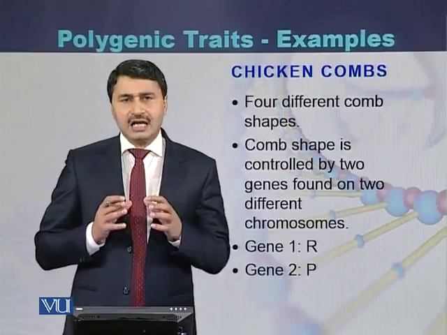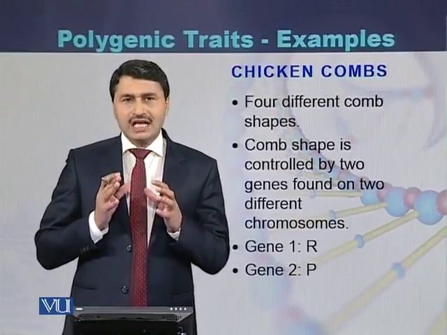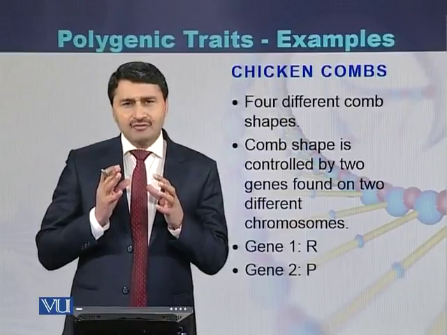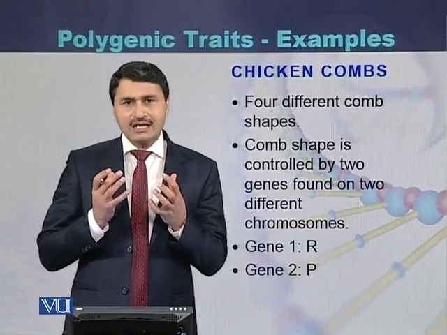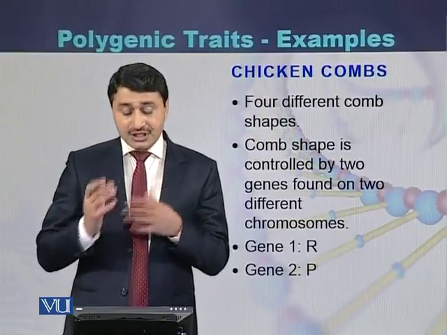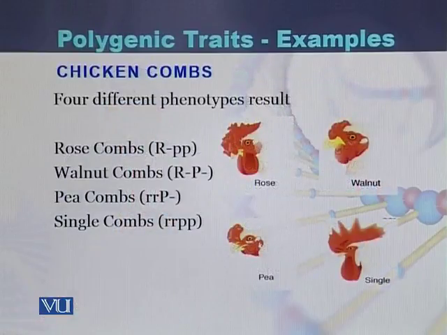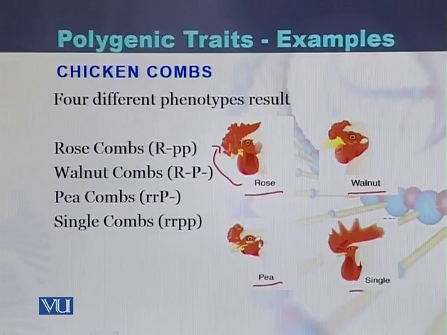Chicken comb is another example to study the polygenic trait. Chicken comb has 4 different types which are controlled by 2 different genes. The first gene is gene R, while the second is gene P. Here we can see the chicken combs. There are 4 different phenotypes of the chicken comb. It can be in rose form, walnut form, pea form, and single form. So there are 4 different phenotypes, and they are controlled by 2 genes.